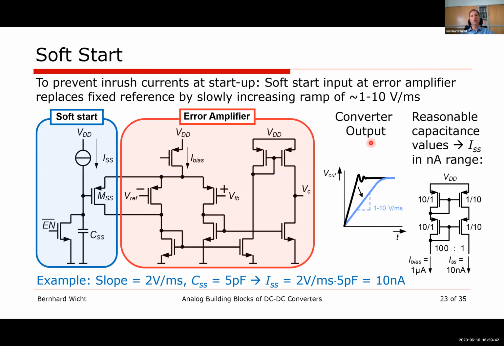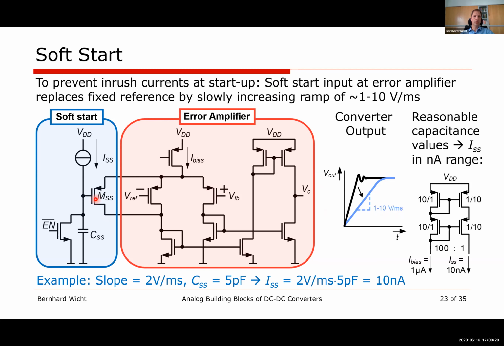In the end, we want to make sure that our output voltage at the output of the DC-DC converter has a soft slope, very weak, in the range of 1 to 10 volts per millisecond. So we slowly charge up our output capacitor before the whole thing is stable and runs. And that's why we can expand our error amplifier that we just have seen on the slide before by this little soft start function, which basically bypasses our reference differential transistor here with another transistor.